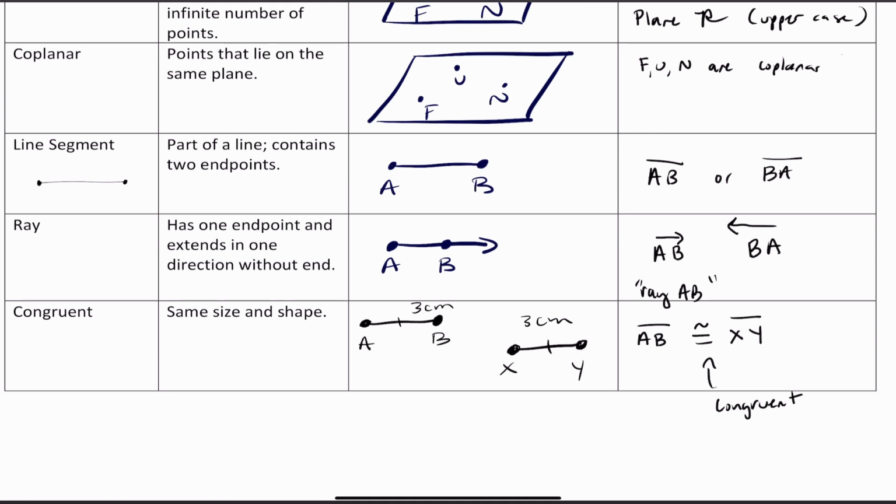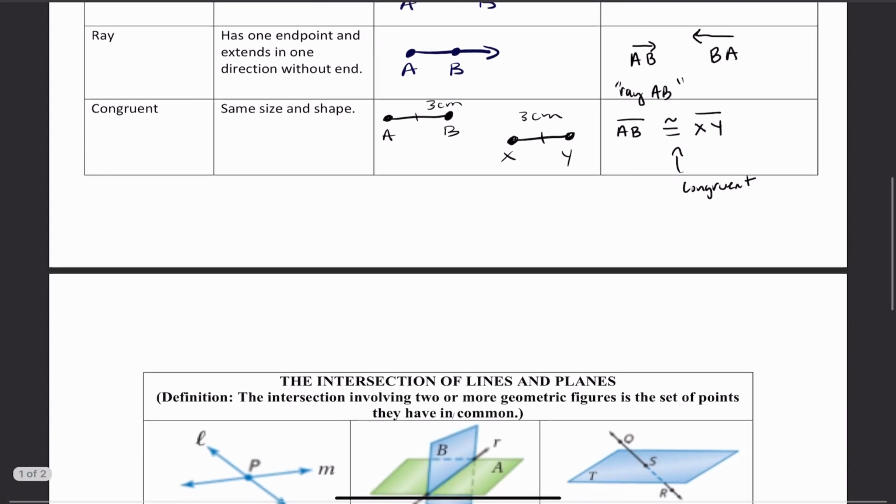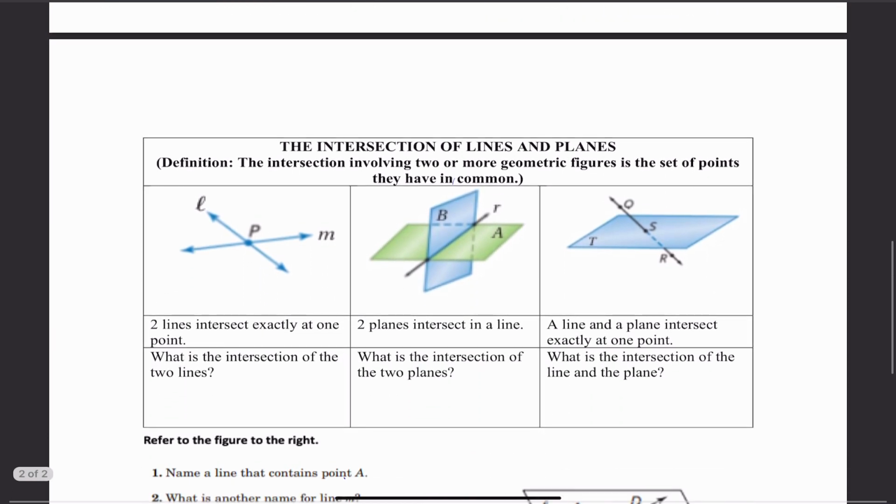Okay? So, that's pretty much it for the points, lines, and planes, along with some other things that you have to understand. Now we're going to go ahead and take a look at the back side of this page. Let's go ahead and take a look at this. The intersection of lines and planes. Y'all, the definition of intersection is the set of points they have in common. So, you've heard of intersection before, where they meet.